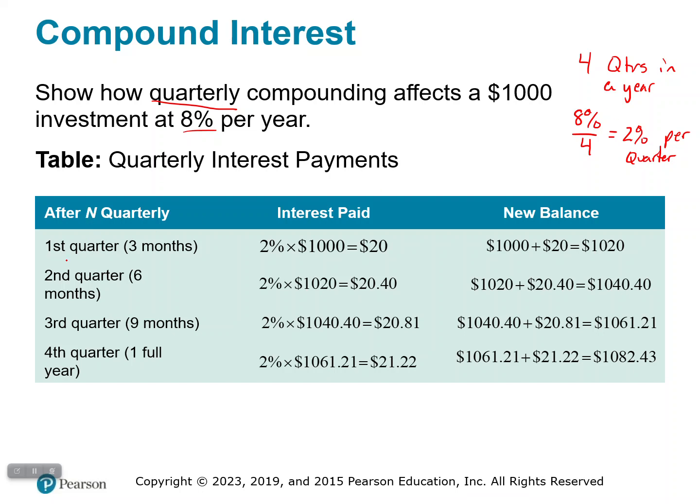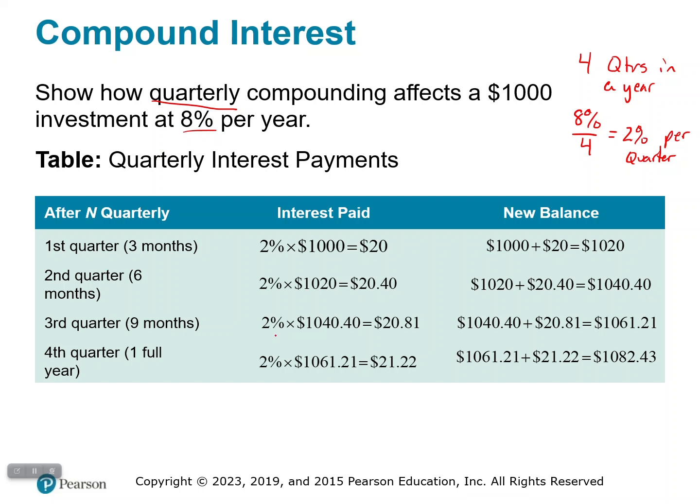So after the first quarter, right, think about the 12 months. A quarter of 12 is 3. So the 2% of $1,000, I'll make $20. In the second quarter, now I have $1,020 in my account, and I'm making 2% of that. So this time I make $20.40 in interest. So I add that to what I have. I'm at $1,040 and 40 cents.